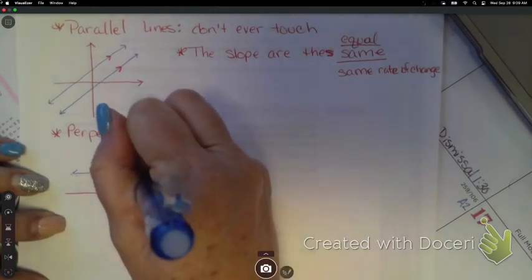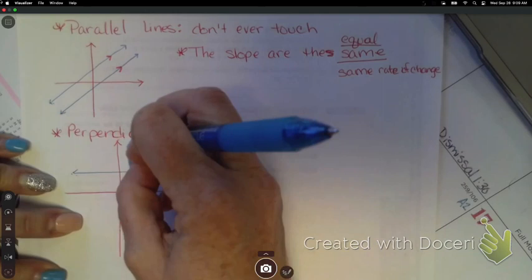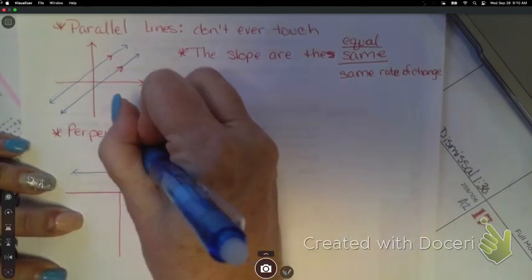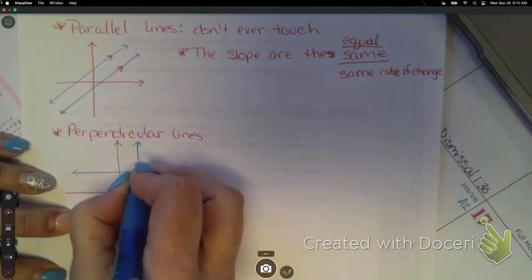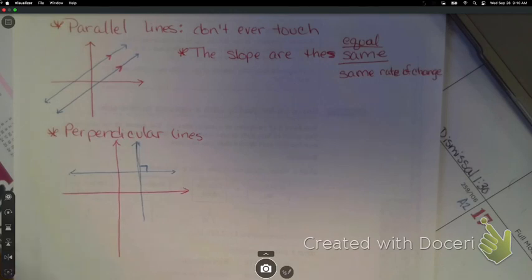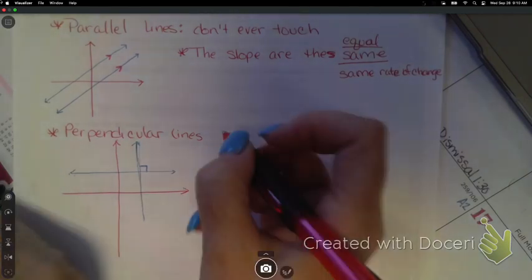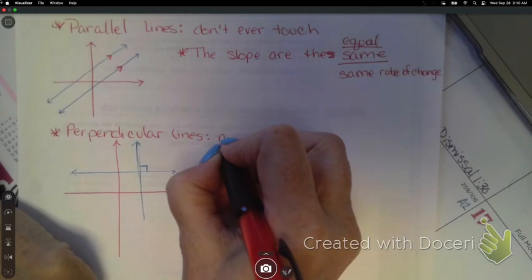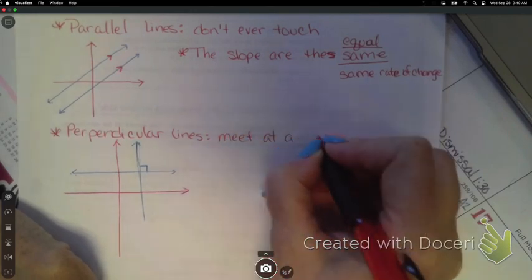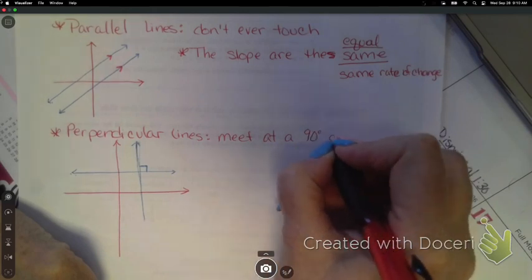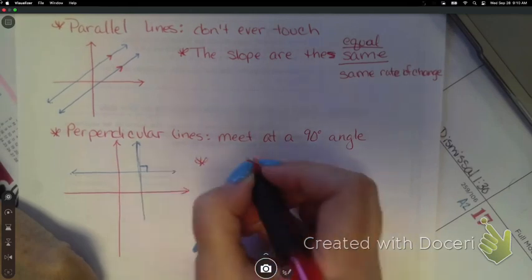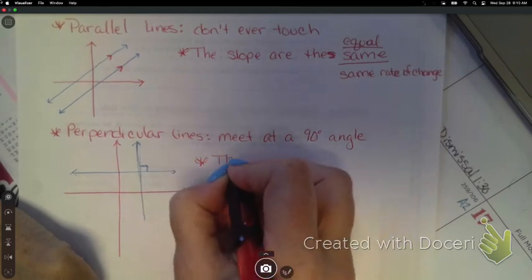So the x and y axis are actually perpendicular lines to each other, aren't they? Yeah. But we're going to talk about these. Okay, they meet at a 90-degree angle. That's how we show that, the box. What about the slope? Always different. Yes, they are.